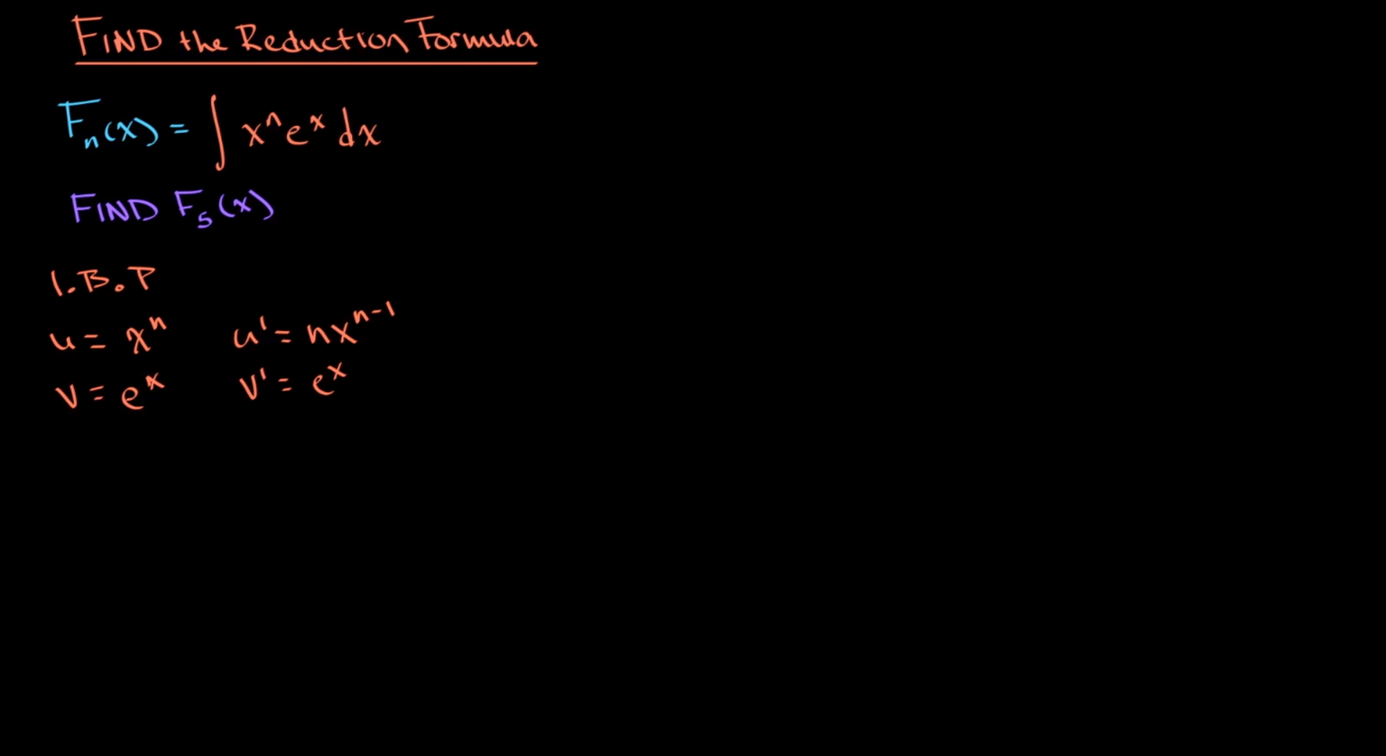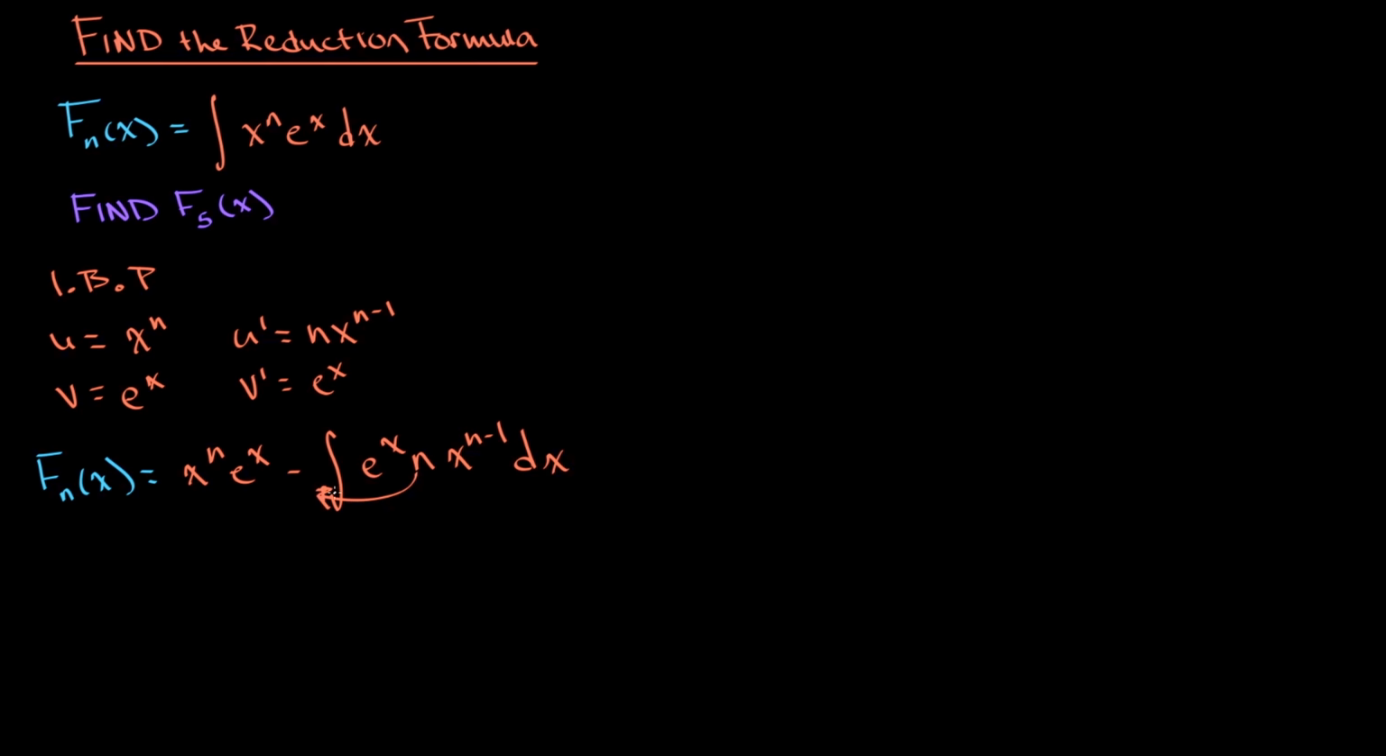Now, applying integration by parts with our notation up here, this is all going to be equal to capital F sub n of x. And that is equal to integration by parts. So that's u times v. That is going to be x to the nth power times e to the x, and then we have minus this indefinite integral of v du. So that is e to the x times n times x to the n minus 1 power, integrating that all with respect to x.